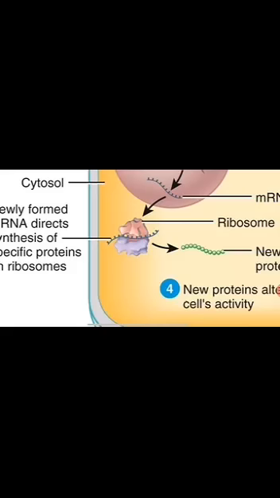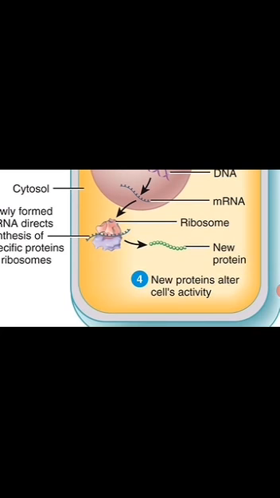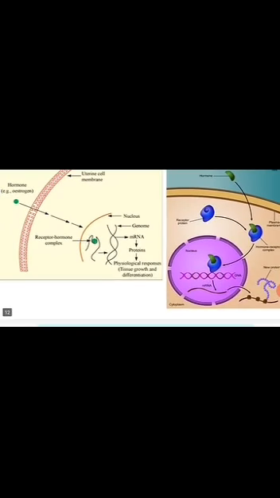Now this mRNA goes to the ribosome, where the newly formed mRNA directs the synthesis of specific protein on the ribosome. So here the new protein gets formed. So this is the second mode of action.